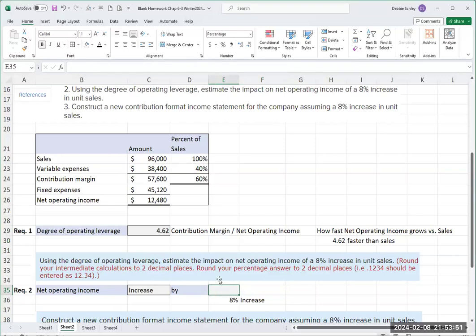So now, by using this degree of operating leverage, I can figure out how much net operating income is projected to increase by just taking that 8% increase in sales and multiplying it by the degree of operating leverage that we got in required one. So my net operating income is projected to increase 36.92%, which is 4.62 times faster than the sales increase of 8%.